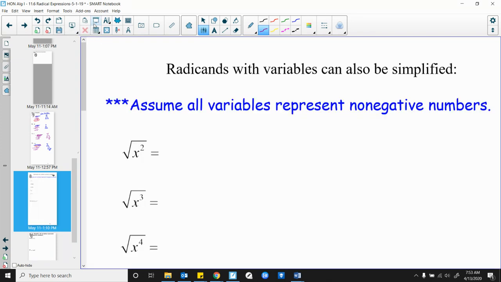Radicals with variables can also be simplified. I'm not going to go through every single one of these here, but a couple. If I have x squared, that's like x times x. I've got one pair, which is x times x, so I'm only going to have something outside, and it's just going to be x. You can see that the square root sign there should cancel out and just be left with x. That works too.